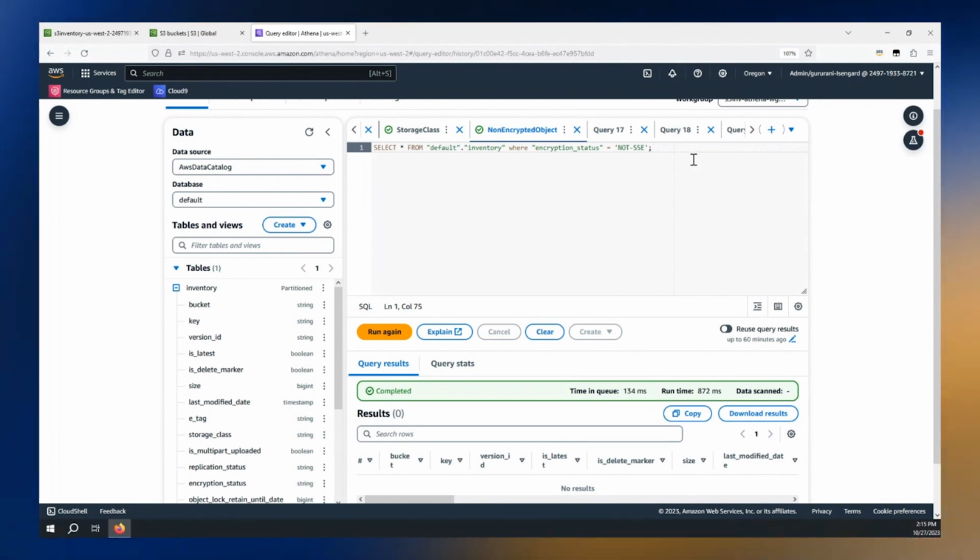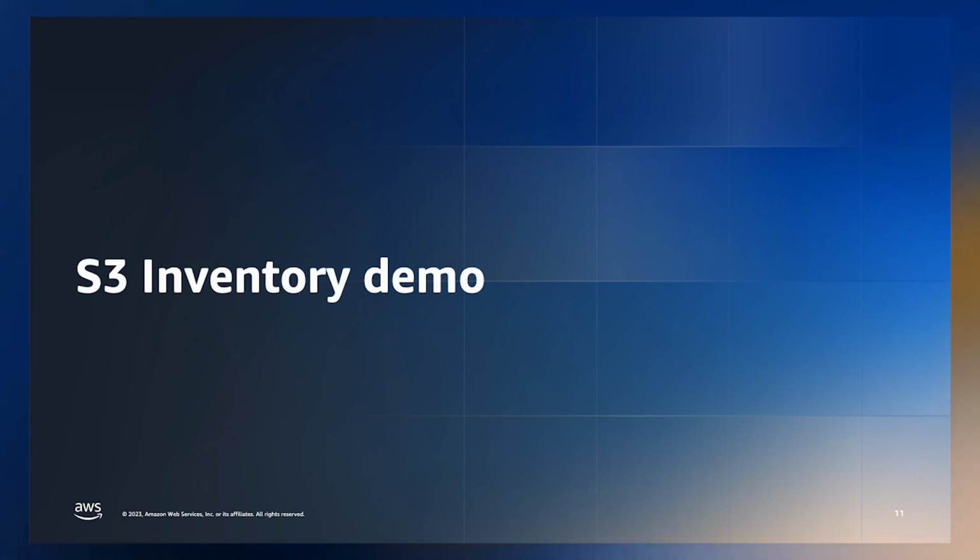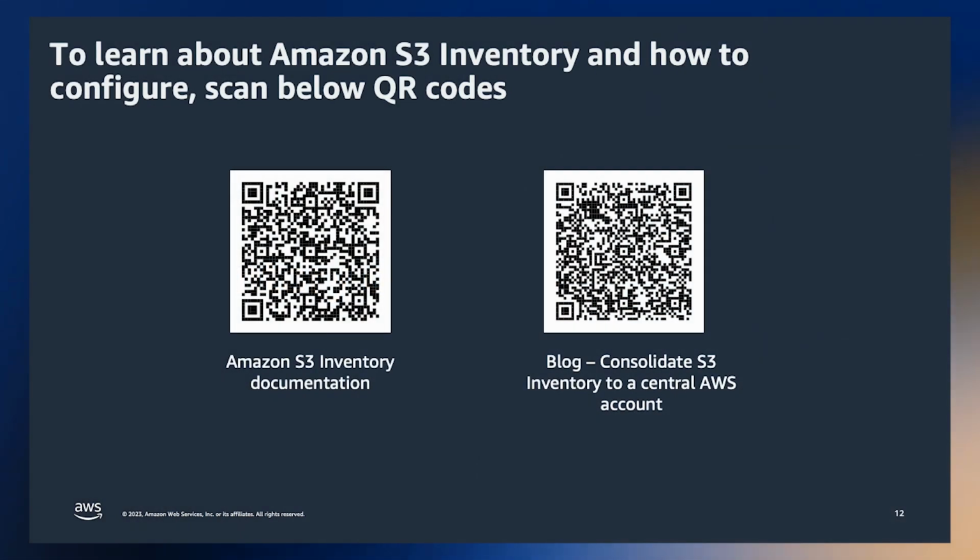Thank you, Ankush. Now, do we have any AWS documentation or blog which users can follow as a step-by-step guide to implement this solution? Yes, users can scan the below QR codes to learn more about Amazon S3 inventory and also get the step-by-step instructions of the solution that we discussed in this video.